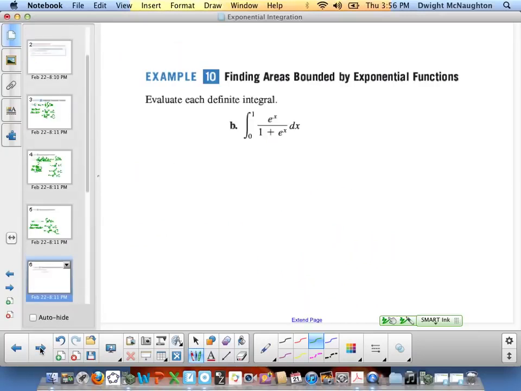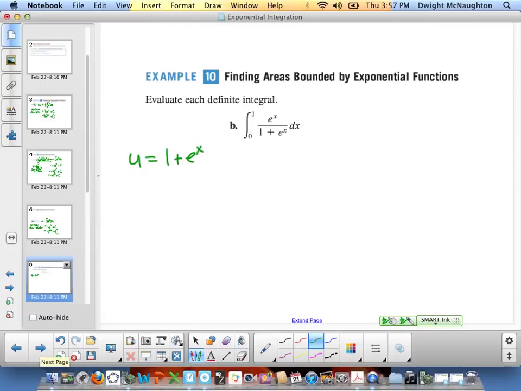All right, evaluate this definite integral. As you look at this, we got a fraction. We got an expression on the bottom of a fraction. Usually when there's an expression on the bottom of a fraction, you want to get rid of it. Substitute it out. So I'm going to say u is the denominator, 1 plus e to the x.